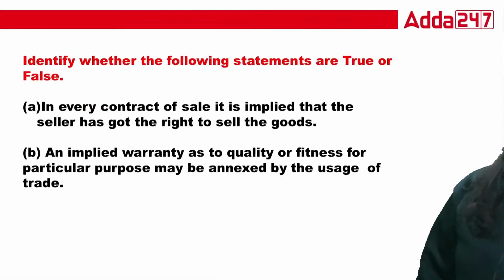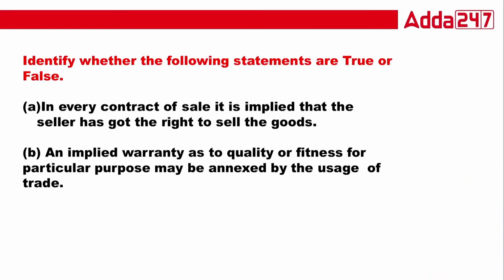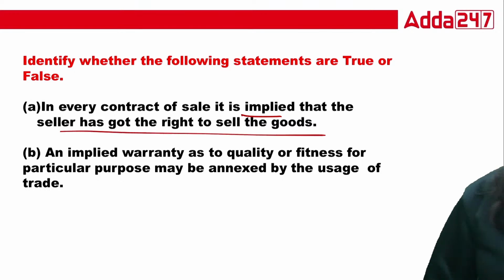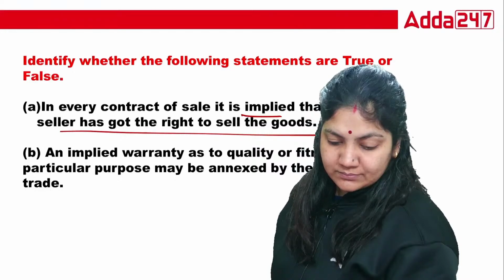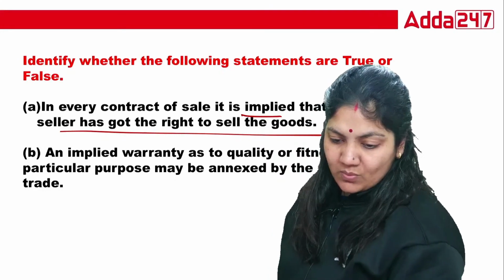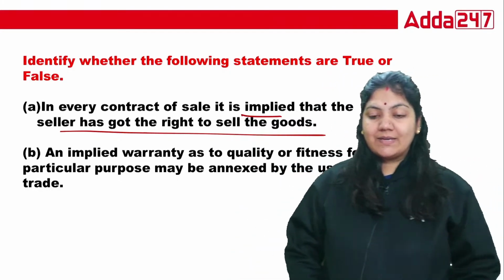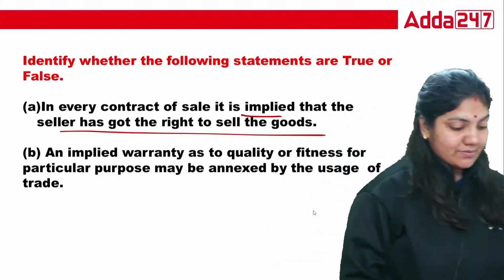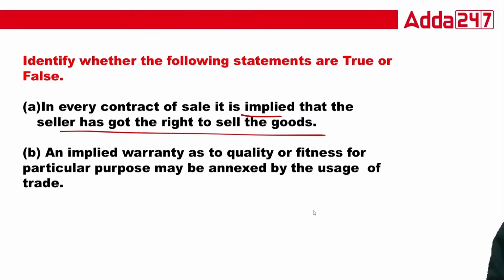Now, identify this one. In every contract of sale, there is an implied condition that the seller has got the right to sell the goods. What is the right answer? Yes, class. In every contract of sale, it is implied that the seller has got the right to sell the goods. That is absolutely true.